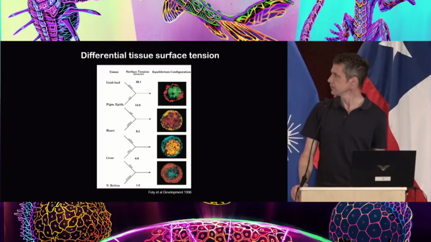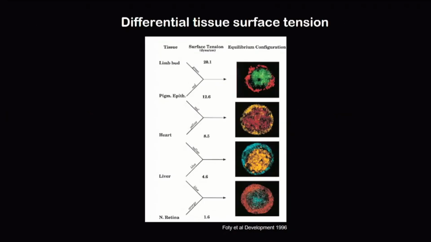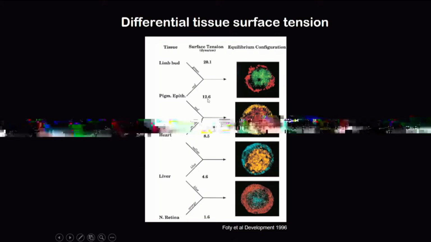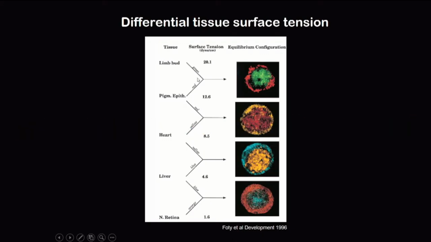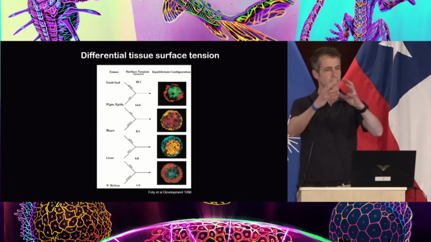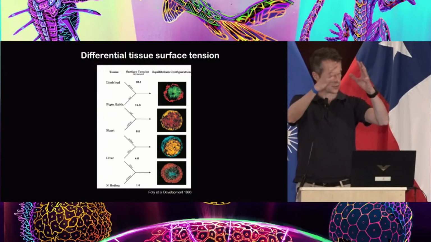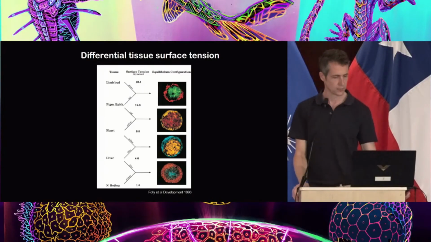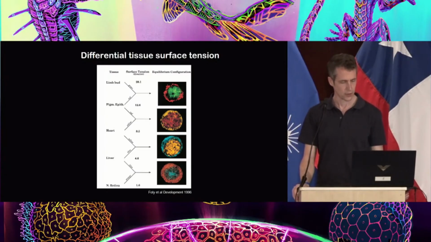And this is just one example out of many examples he produced in his professional life. He took, for instance, lymph tissue and pigmented epithelial tissue, heart, liver, and retina. These are different tissues from the embryo, and they all have different values of surface tension, some higher and some lower. In the example here of lymph and pigmented epithelium, the tissue which is green is the lymph bud. It has a higher surface tension, so it goes in the middle, and it would be the water, surrounded by the tissue with a lower surface tension, which would be the oil.